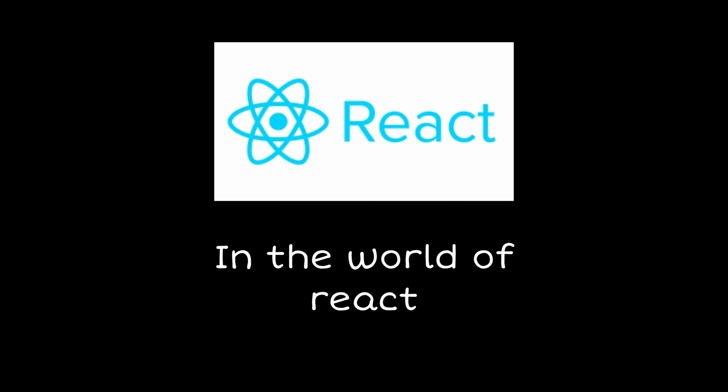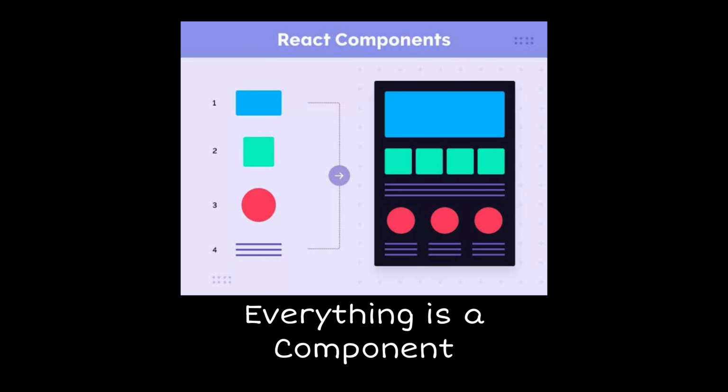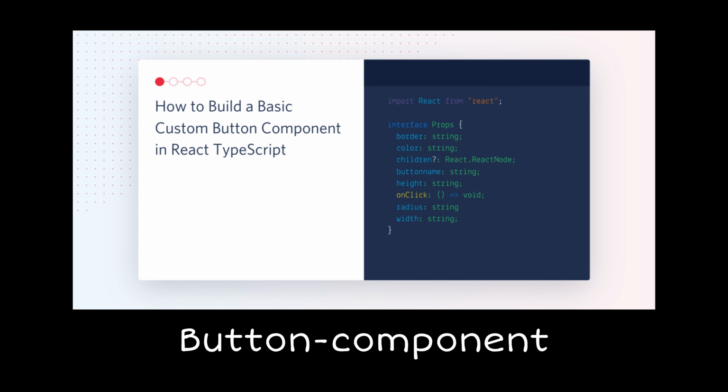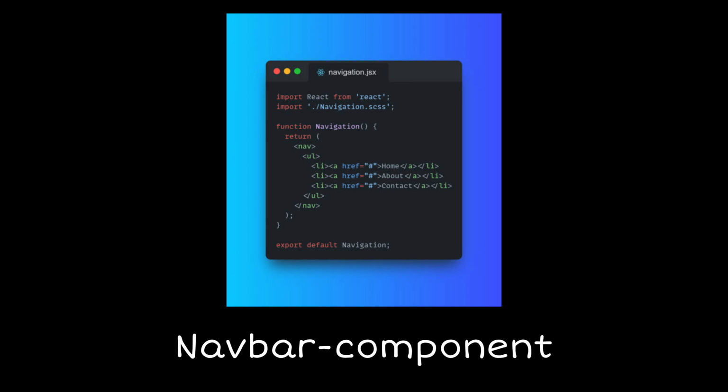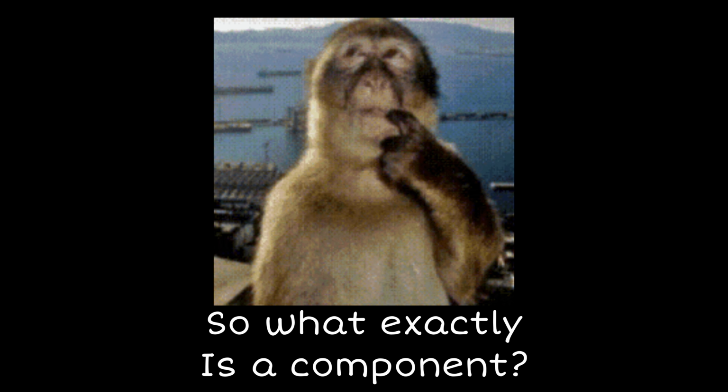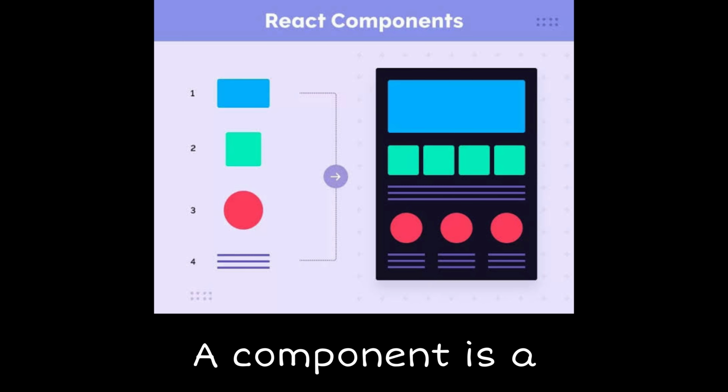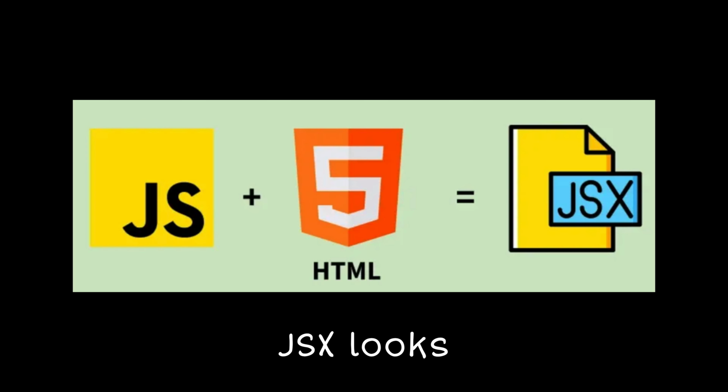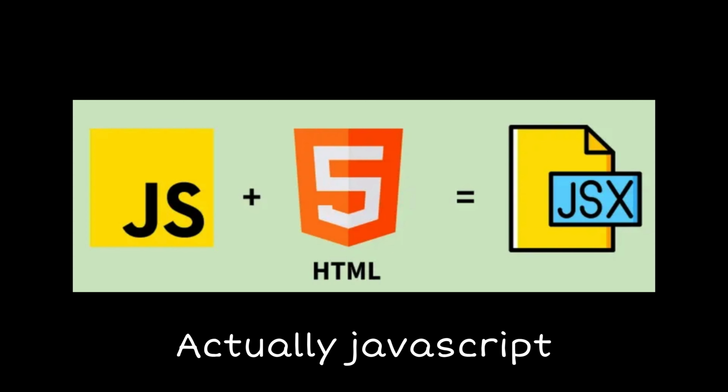In the world of React, there is one sacred rule. Everything is a component. Button, component, navbar, component. So, what exactly is a component? A component is a JavaScript function that returns JSX. JSX looks like HTML, but it is actually JavaScript. So let's dive into the code.